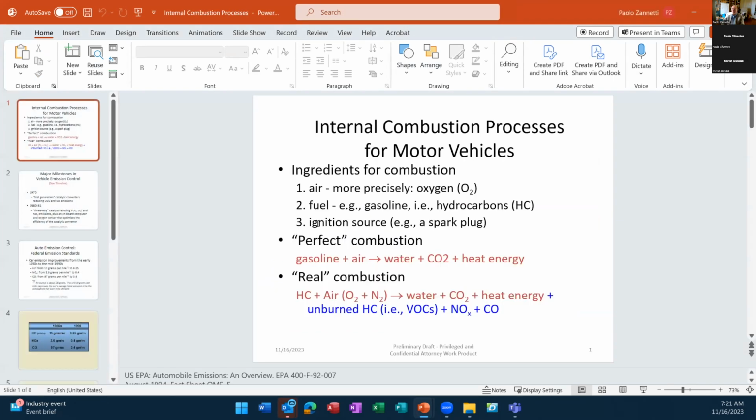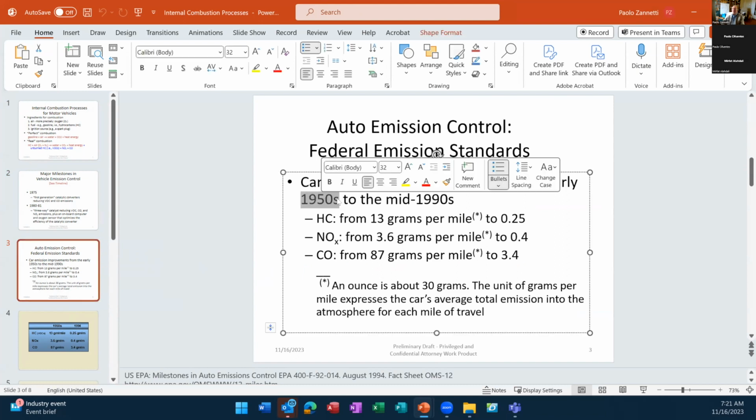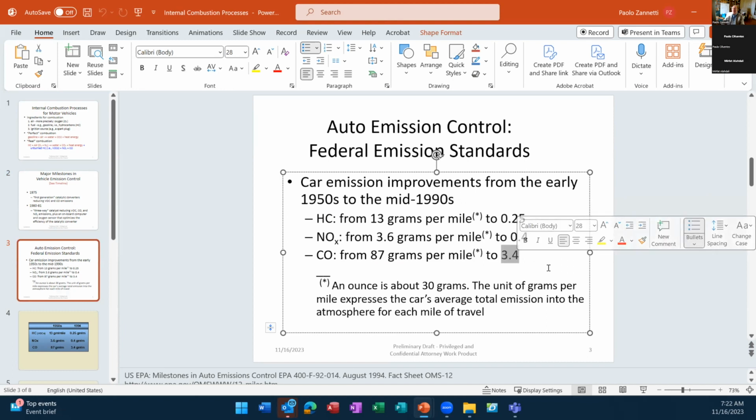Internal combustion. Okay, I already talked about this. The perfect combustion and the real combustion. And let me tell you, this is a great success story in terms of car emissions from the 50s to the 90s. We had a reduction of hydrocarbons from 13 grams per mile to 0.25, 2 orders of magnitude. Reduction of NOx from 3.6 grams per mile to 0.4, 1 order of magnitude. Reduction of carbon monoxide from 85 grams per mile to 3.4 grams per mile.